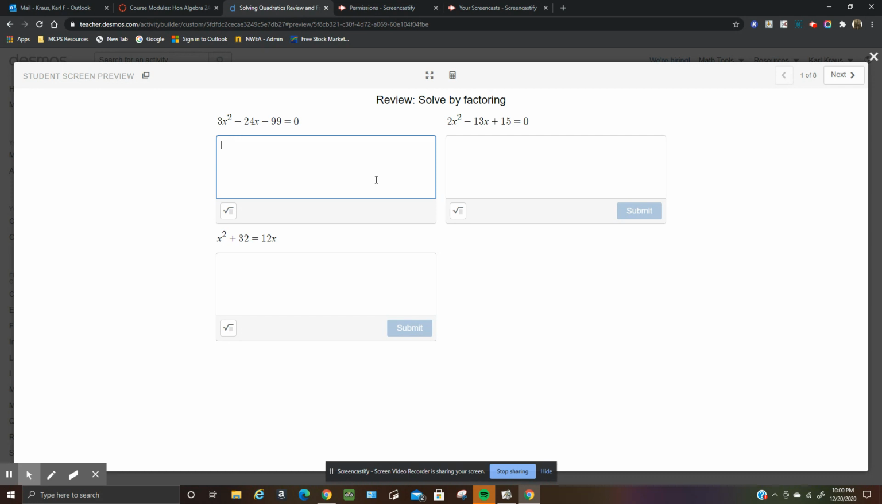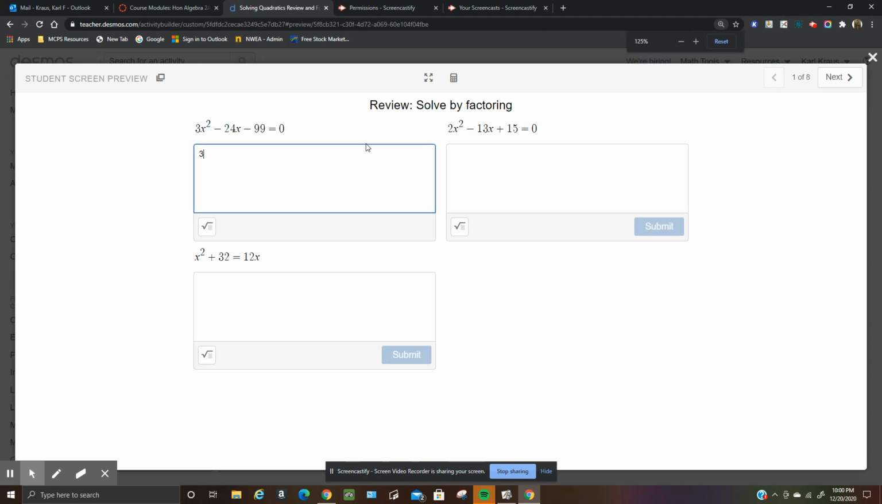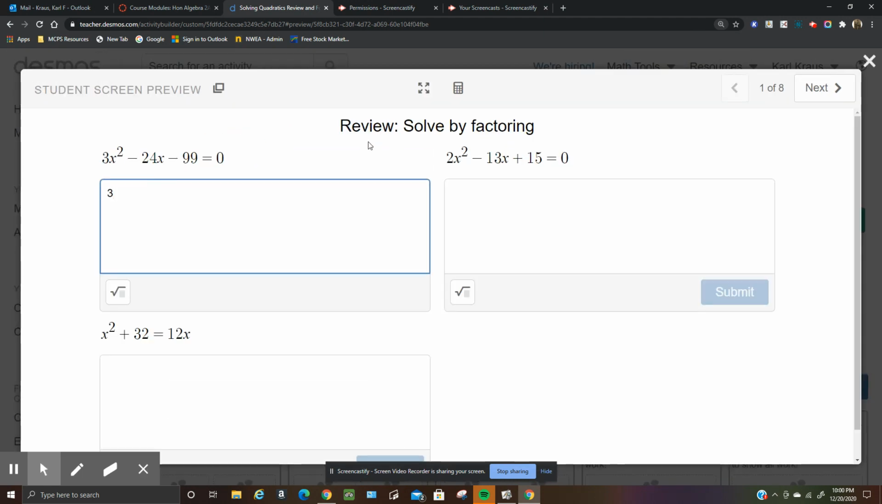But if you look at these three numbers here, 3, -24, -9, a 3 is common, so I'm going to factor out a 3 first. Let me make this bigger so you can see it. So factoring out a 3, you get x squared minus 8x minus 33 in the parentheses, equals 0.